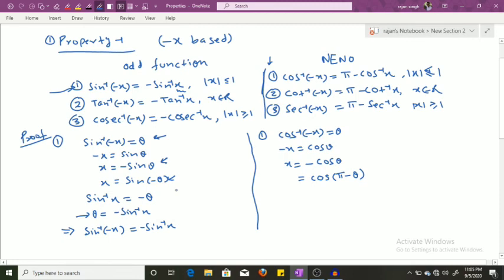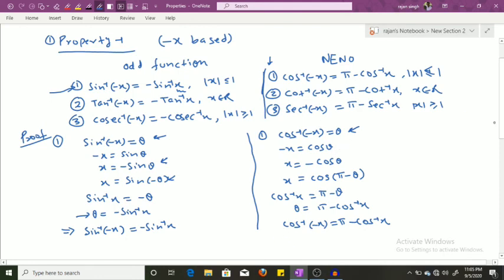cos of pi minus theta. See, minus sine theta you can write as sine of minus theta, but minus cos theta you cannot write as cos of minus theta. I hope you know this kind of trigonometry. So minus cos theta is written as cos of pi minus theta. After that, cos inverse of minus x equals pi minus theta. So theta from here is cos inverse x, which gives cos inverse of minus x equals pi minus cos inverse x. As simple as that.